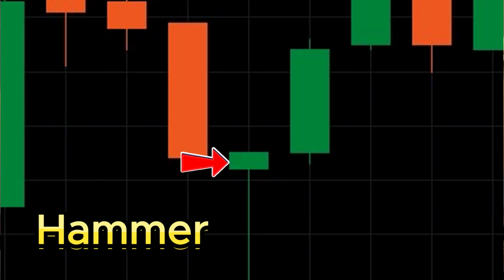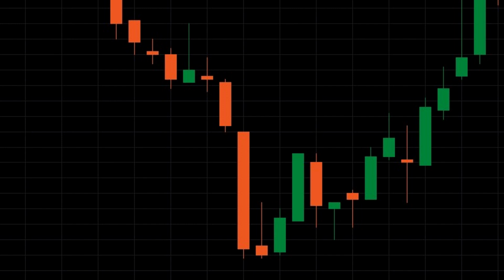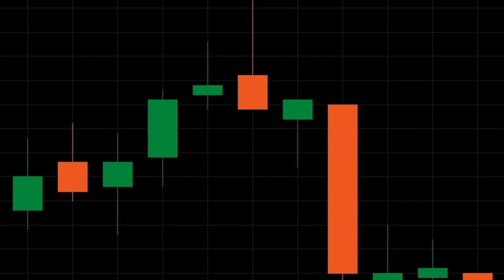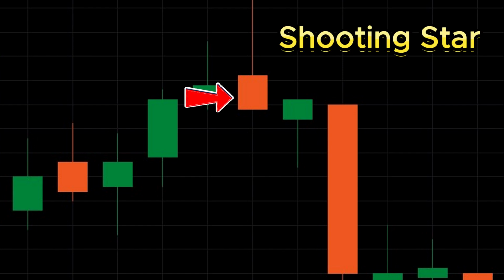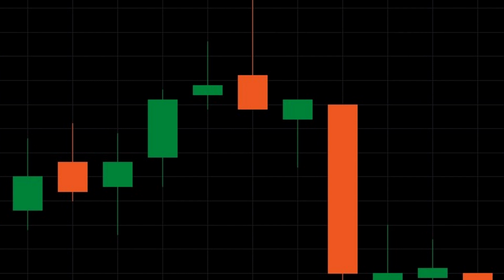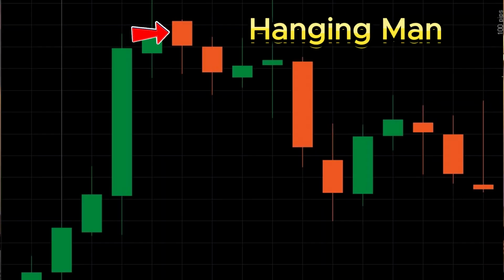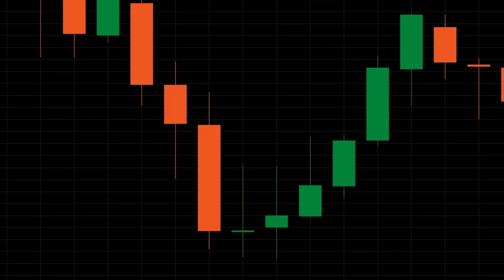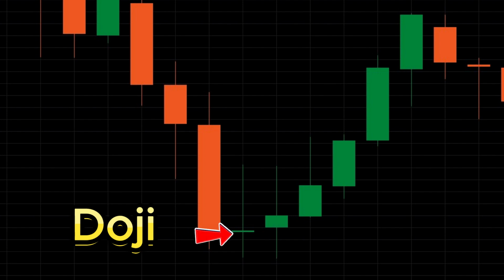Hammer. Small body at the top, long wick below, found at the bottom of a downtrend. Suggests reversal up. Inverted hammer. Looks like a hammer flipped. Also bullish in downtrends. Shooting star. Small body at the bottom, long wick on top, found at the top of an uptrend. Suggests reversal down. Hanging man. Looks like a hammer but appears at the top. Bearish reversal signal.